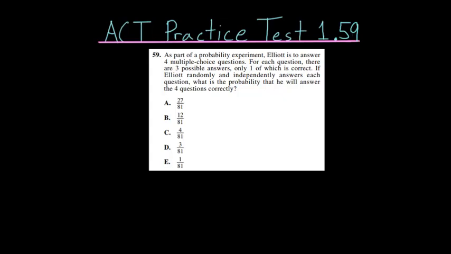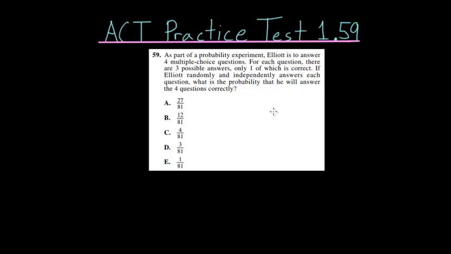For the 59th problem on this first ACT practice test, as part of a probability experiment, Elliot is to answer 4 multiple choice questions. For each question, there are 3 possible answers, only one of which is correct. If Elliot randomly and independently answers each question, what is the probability that he will answer the 4 questions correctly?